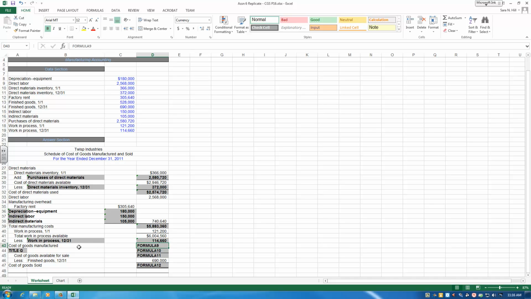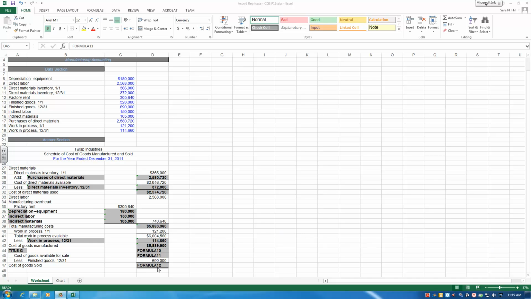So our cost of goods manufactured, here we're simply going to take and build a formula to take our total work in process available minus our work in process as of 12/31. Okay, we're going to get $5,889,900.